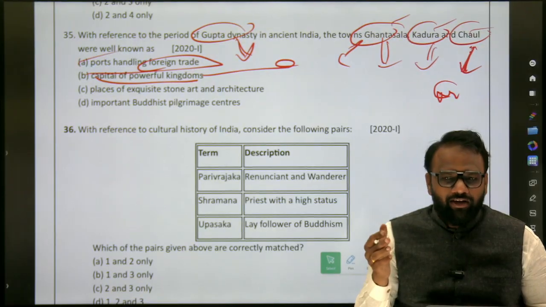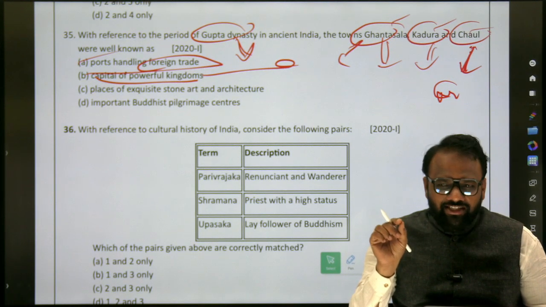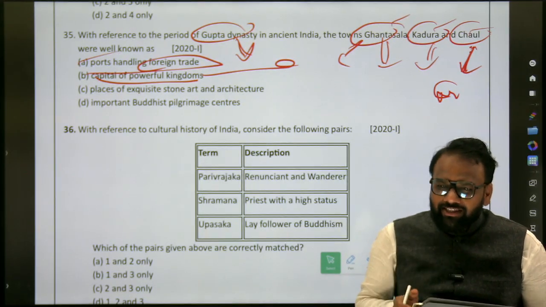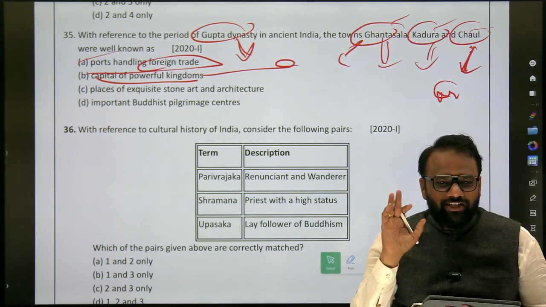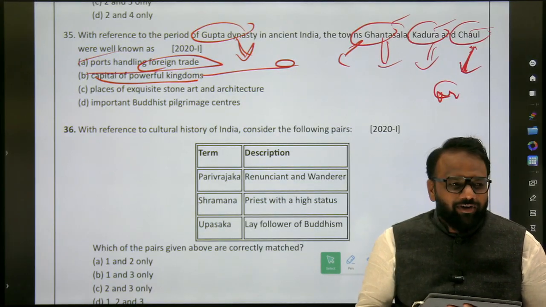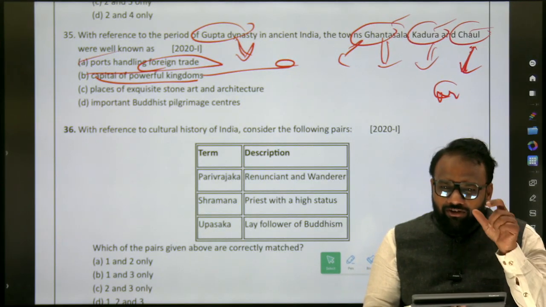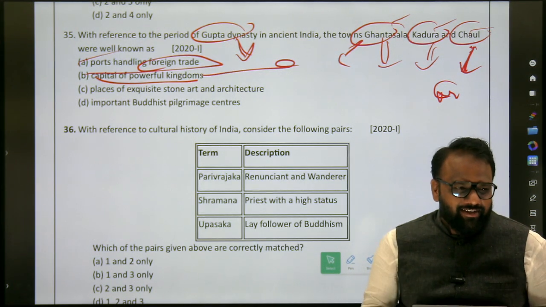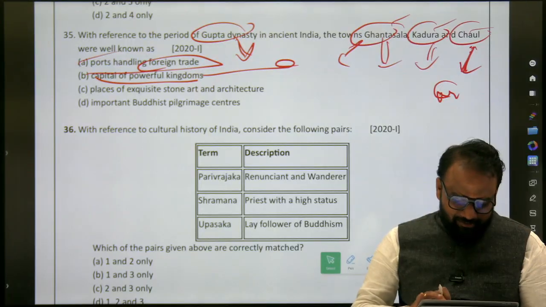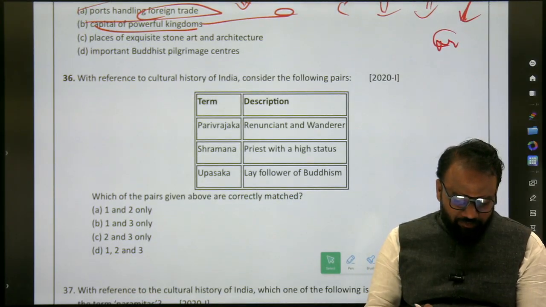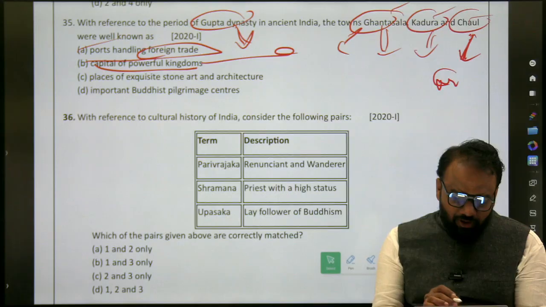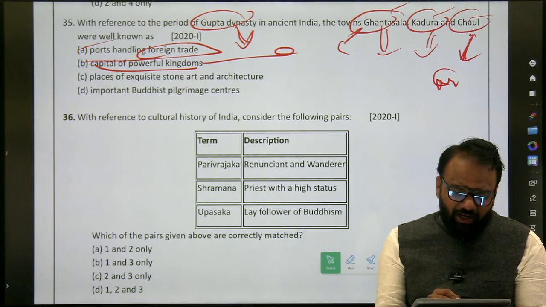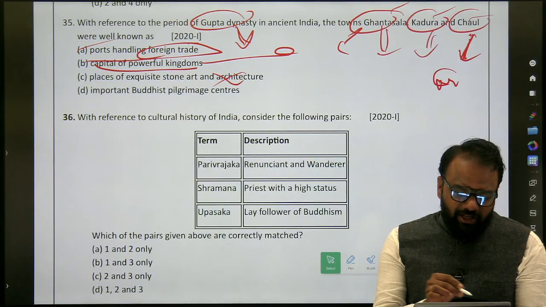So what you can do daily is take a map and try to locate these dynasties on the map. If you do this exercise continuously, that will become your integral part. So in the next class, when I ask a question, I may ask you any dynasty. You should be able to tell me the corresponding capital. And when I recall the capital name, you should be able to identify the corresponding dynasty. Okay. So port handling, foreign trade is over. Capital of powerful kingdoms is over. Place of exquisite stone art not important. Important Buddhist pilgrimage sites we have already discussed in different contexts.